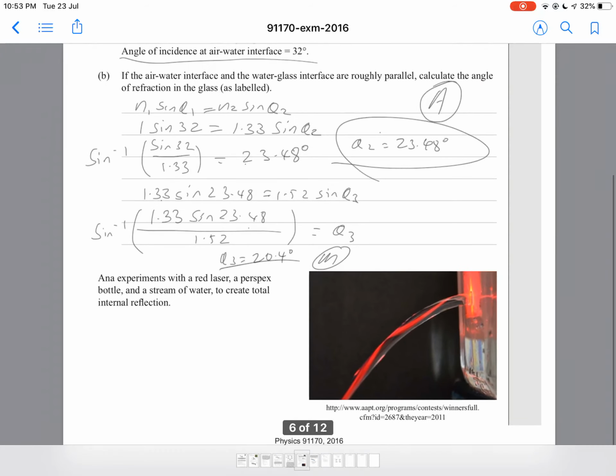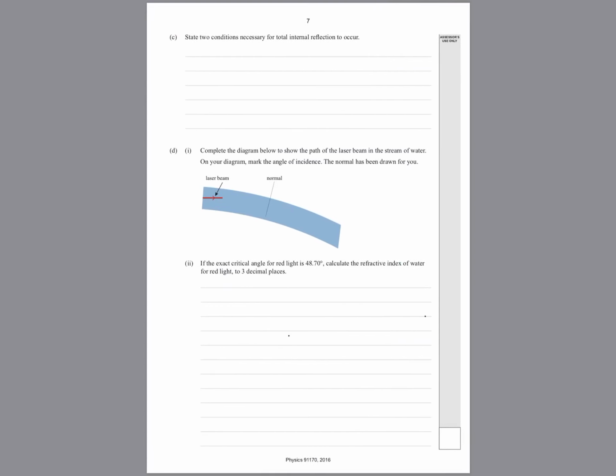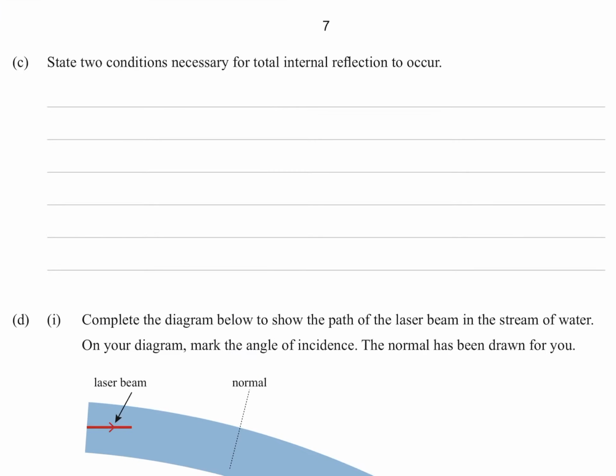Alright, moving along. Anna experiments with a red laser, a Perspex bottle, and a stream of water to create total internal reflection. State the two conditions necessary for total internal reflection to occur.